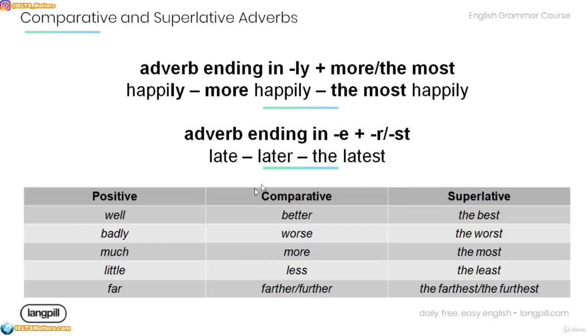Now the comparative form of the adverb well is better. The superlative, the best. Badly, the comparative form, worse. Superlative, the worst. Much, comparative, more.